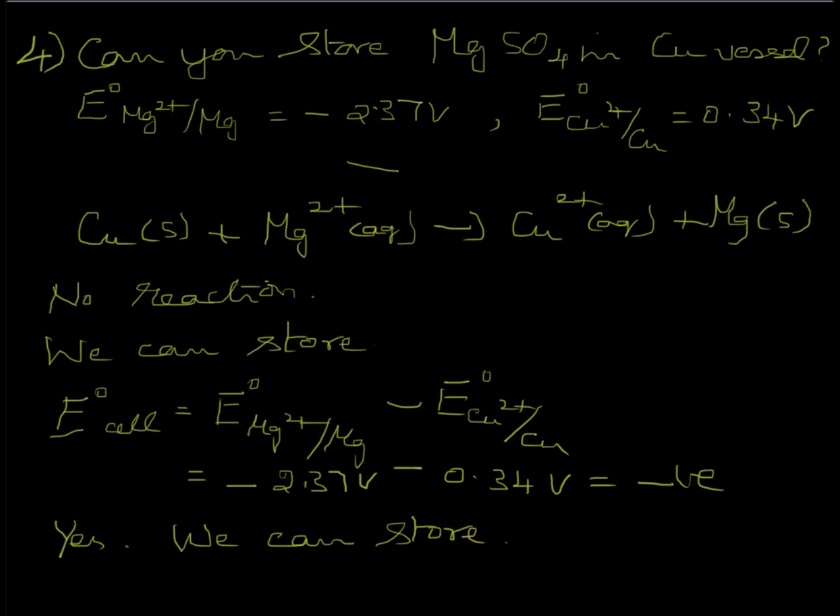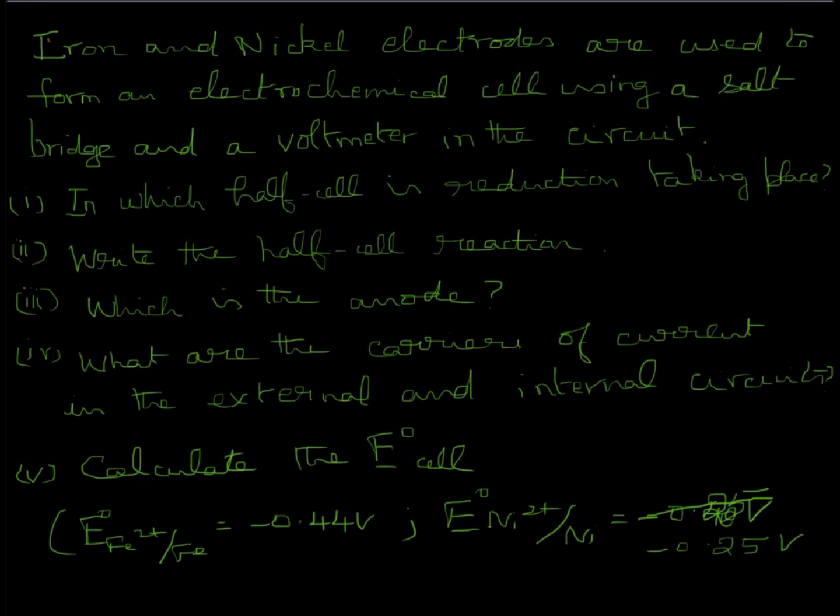Hope it is clear to you. I am concluding the session with a question. Iron and nickel electrodes are used to form an electrochemical cell using a salt bridge and a voltmeter in the circuit. In which half cell is reduction taking place? Next question is, write the half cell reaction. Which is the anode? What are the carriers of current in the external and internal circuits? And then finally calculate the E0 cell. You think of the answers, work out, and then check with the solution which follows.